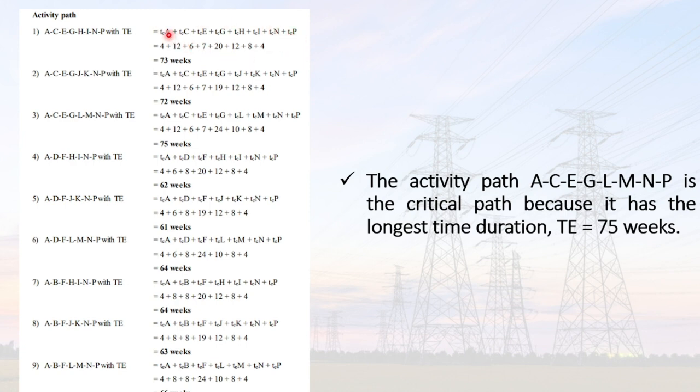So what is the critical path? The critical path is the path with the longest time duration. Looking at our data, the third path, A, C, E, G, L, M, and P, has the longest time duration. So this is known as our critical path. Thank you.